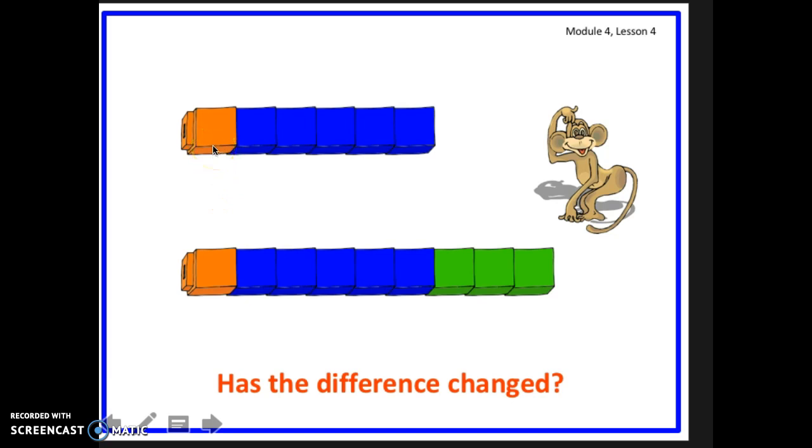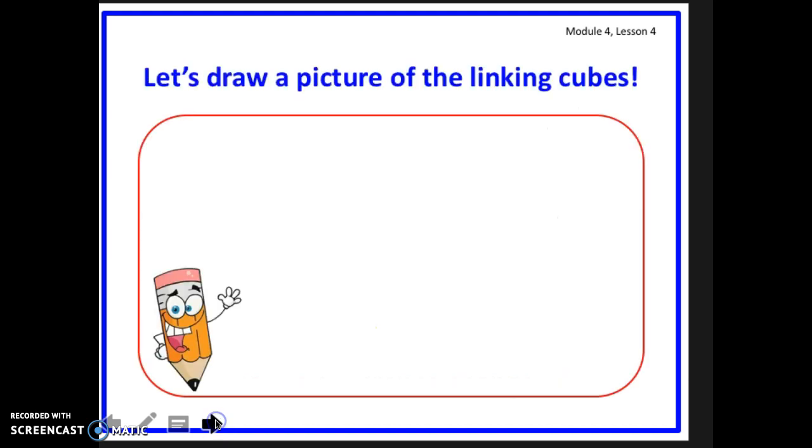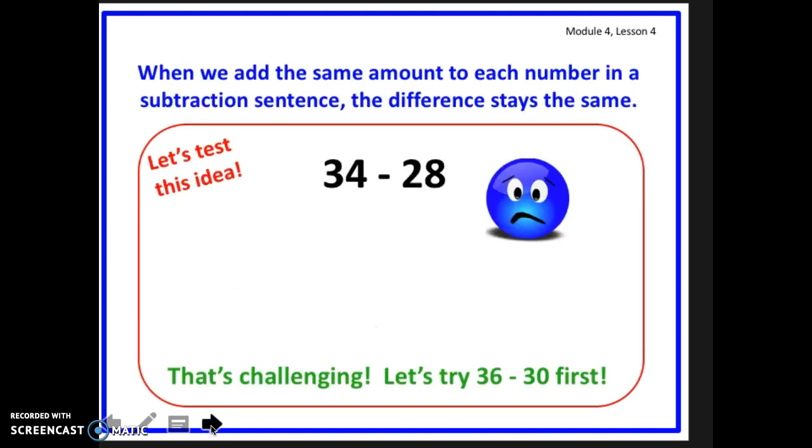Now, I'm going to put an orange linking cube on each one of these. So I put one here, so that means we have 6 now. And I put one here, which means that we have 9 now. Has the difference changed? Let's look. No, not at all. We still have 3. We're going to be doing that today. We're going to be changing our linking cubes, but we're going to make them into tape diagrams to make an easier problem.